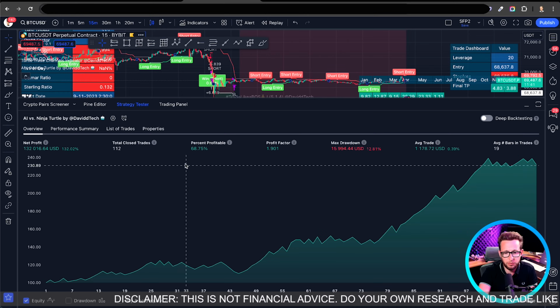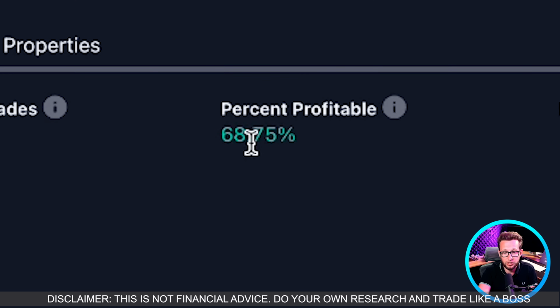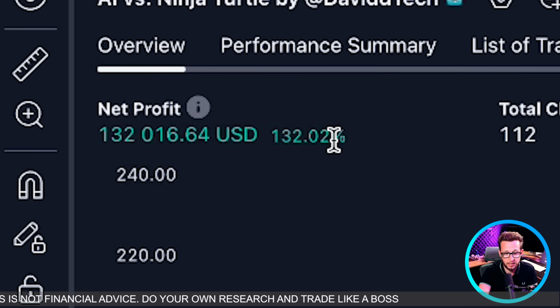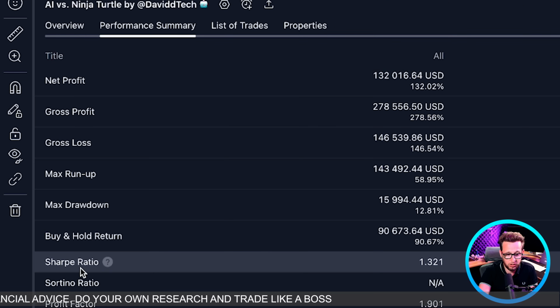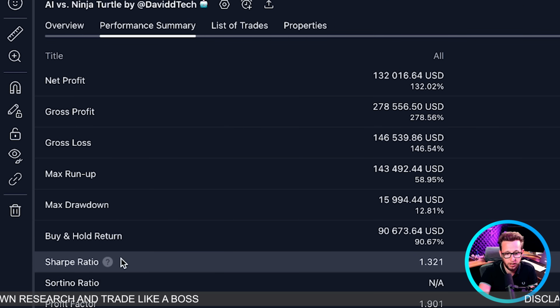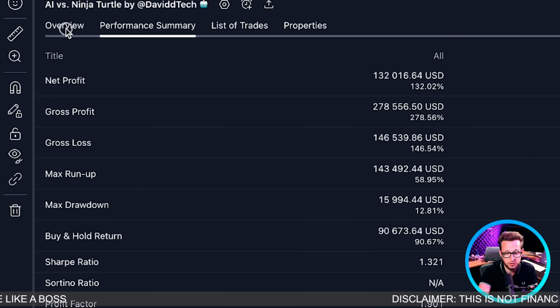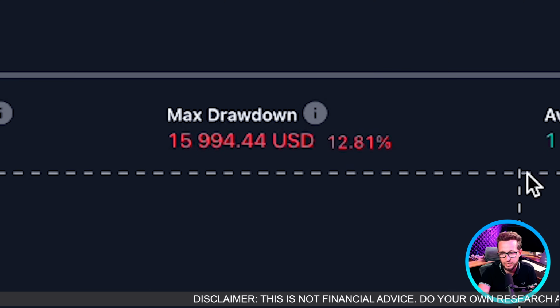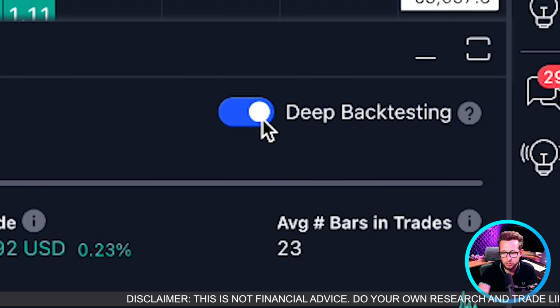Without deep backtesting, we have an amazing 68.7% win rate. We have 132% net profit. In comparison, the buy and hold would have been 90%. Our Sharpe ratio is an amazing 1.32, which is absolutely brilliant. We have a profit factor of 1.9 and a max drawdown of 12%. Let's have a look at the deep backtesting results.